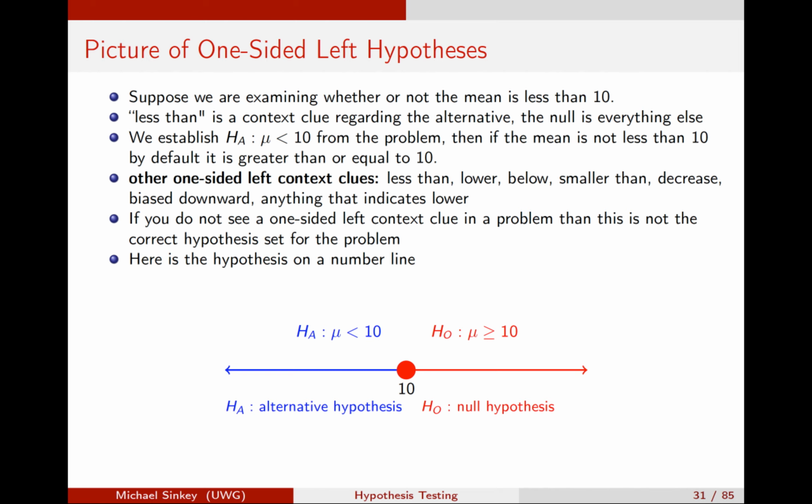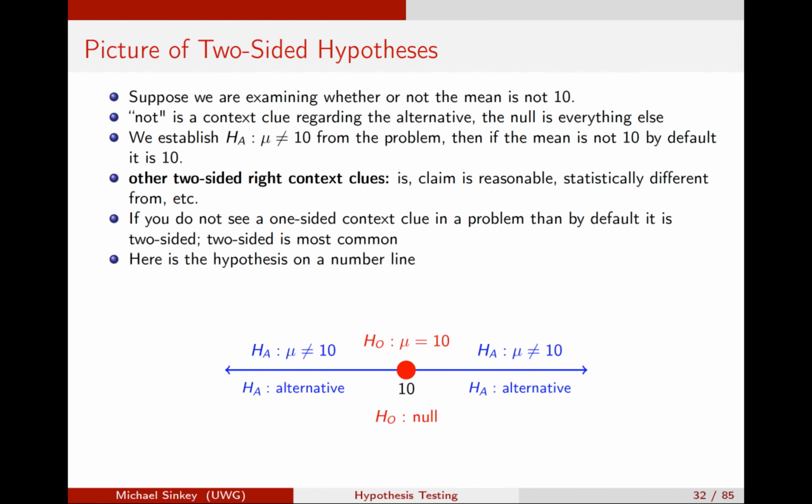If it's not one-sided, it's two-sided. So maybe I just want to see whether or not the mean is 10. So 10 is the number listed in the middle. That is the null. Is not is everything else. Everything else. Not equal to 10 over here. Not equal to 10 over here. 9.9, that's not 10, that's in the blue. 73, not 10, it's in the blue. We established the not equal 10 from the problem.